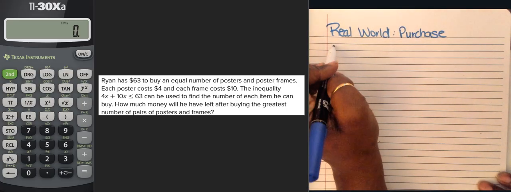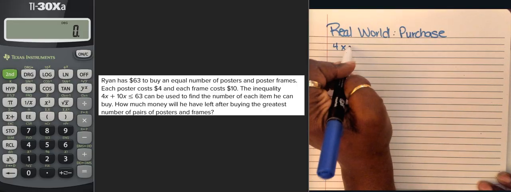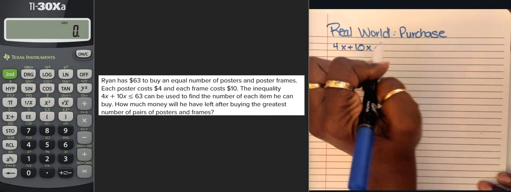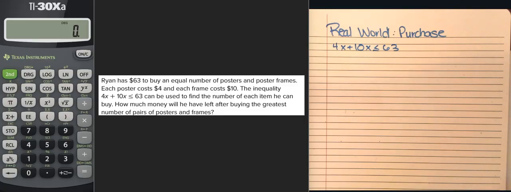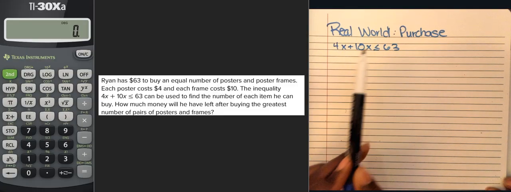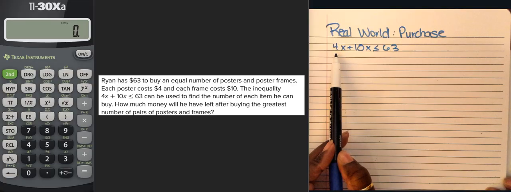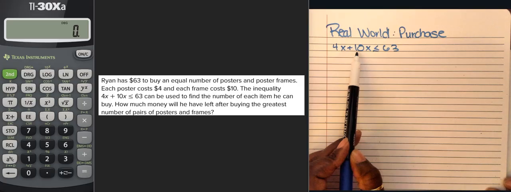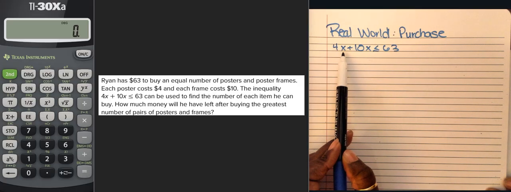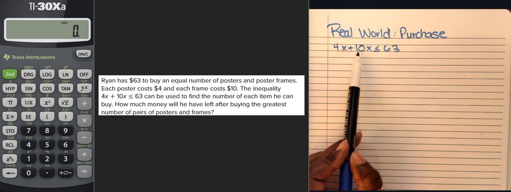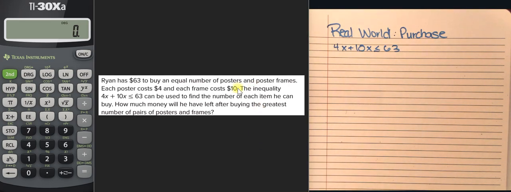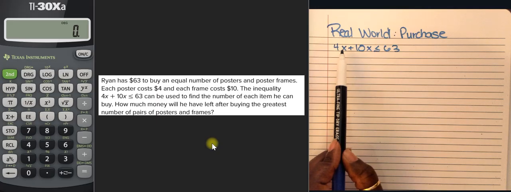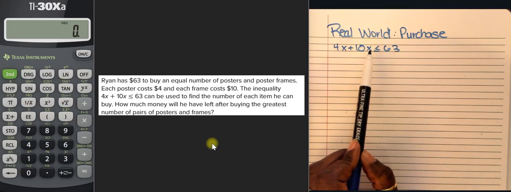All right, so first thing I'm going to do is write out the problem. So we have 4x plus 10x is less than or equal to 63. In terms of what this information means, it is telling us that the 4 represents the cost of the posters, the 10 represents the frame cost, and x represents how many of those he purchases. What we also know from the story is that they have to be bought in pairs. The greatest number of pairs, right here, is what they say. And so we have to make sure that the value for x is going to be the same, which is why they use the same variable.